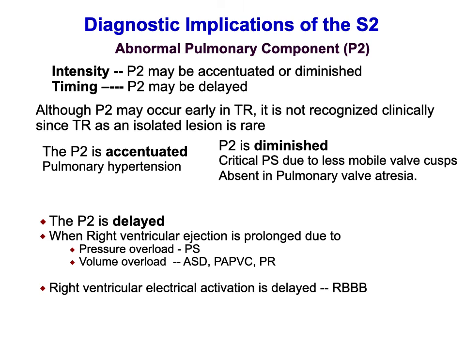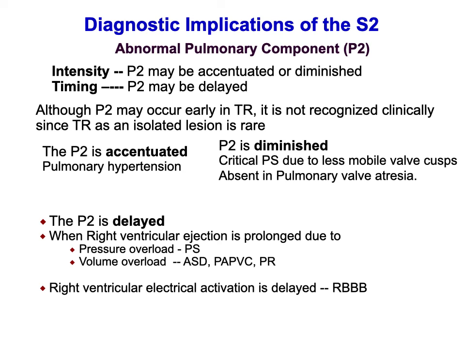Coming to the pulmonary component, similarly, the pulmonary component is accentuated in pulmonary hypertension. The pulmonary component is diminished, as you can understand now, due to critical pulmonary stenosis with less mobile valve cusps, or P2 may be absent in case of pulmonary valve atresia.